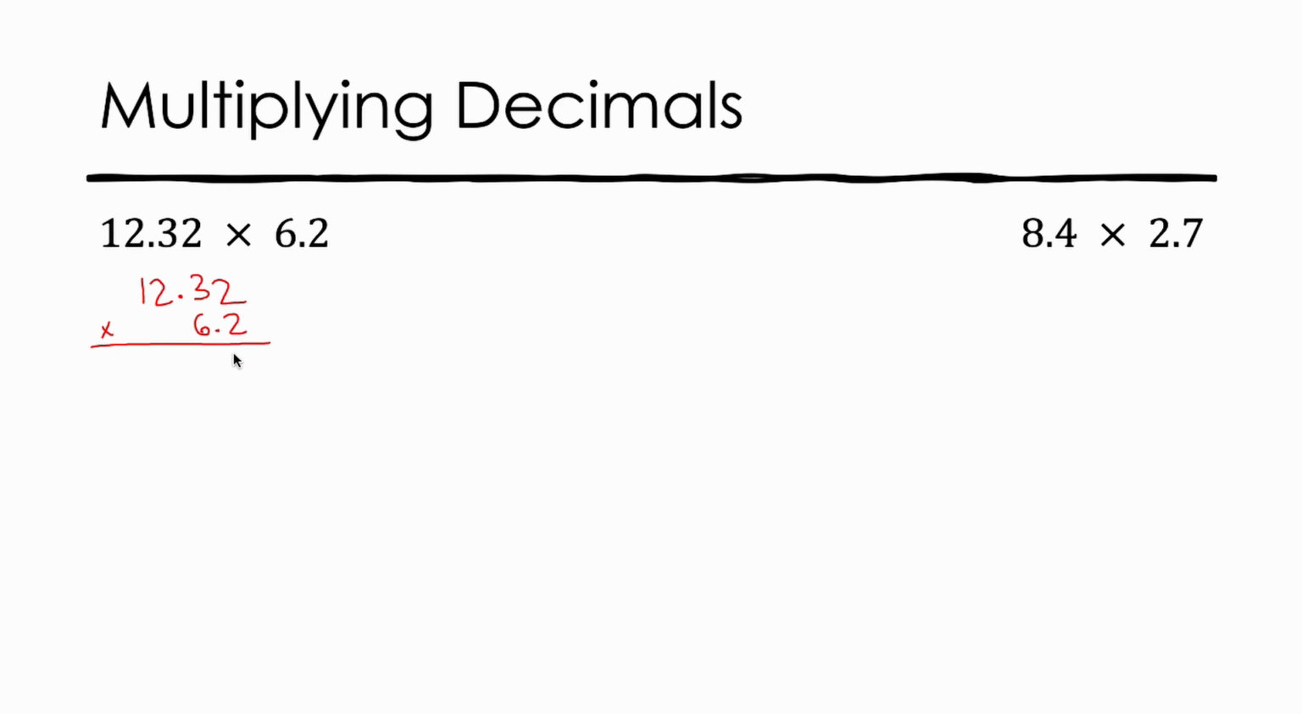So 2 times 2 is 4, 2 times 3 is 6, and we ignore this decimal point for now. It'll come in handy later. 2 times 2 is 4, 2 times 1 is 2. Then a 0 here. 6 times 2 is 12. 6 times 3 is 18, plus 1 is 19. 6 times 2 is 12, plus 1 is 13. And 6 times 1 is 1, plus 1 is 7. Then add these.